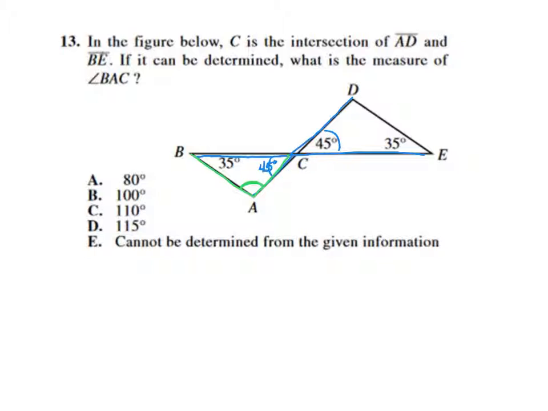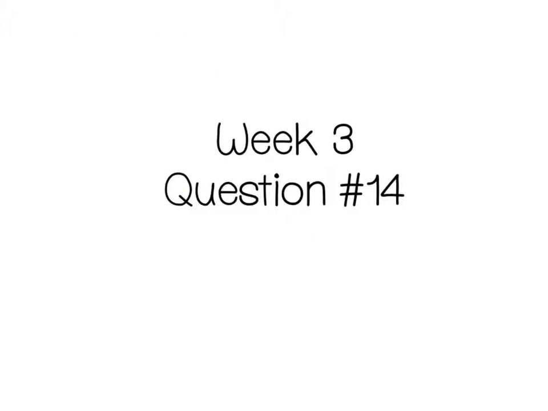To find that, we notice that we have a triangle here, triangle BAC, and in a triangle, all the angles add up to 180. So to find the missing angle, angle BAC, we're simply going to take 180 and subtract the sum of the angles that we know, which are 35 and 45, which is 80 degrees when we add those together. We'll find out that the measure of angle BAC is 100 degrees. So the correct answer should be the letter B.